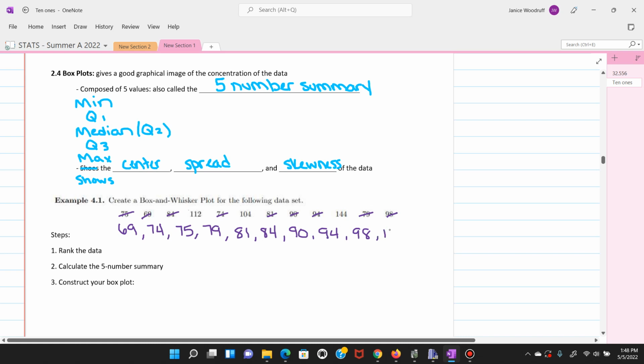Then 104, 112, 144. Okay, let's see, how many do we got? 1, 2, 3, 4, 5, 6, 7, 8, 9, 10, 11, 12. So I've got 12 pieces of data. So let's go ahead and find the median. 1, 2, 3, 4, 5, 6. 1, 2, 3, 4, 5, 6. So my median is going to be in between these two values, between 84 and 90.